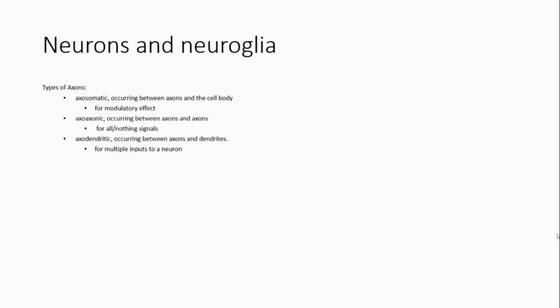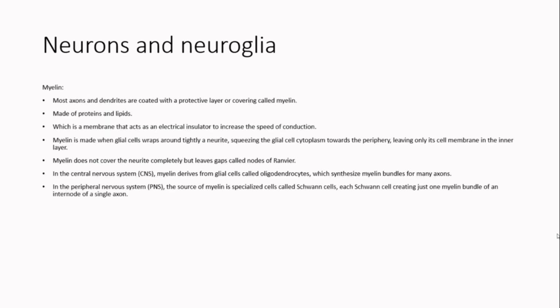Then we need to discuss the types of axons. Here we have three types. We have the axosomatic, the axoaxonic, and the axodendritic. The axosomatic is very self-explanatory. The axosomatic ones will be between the axon and the soma. The axoaxonic will be between two axons, and it's for this all-or-nothing phenomenon. And then you have axodendritic, which is between the axons and the dendrites.